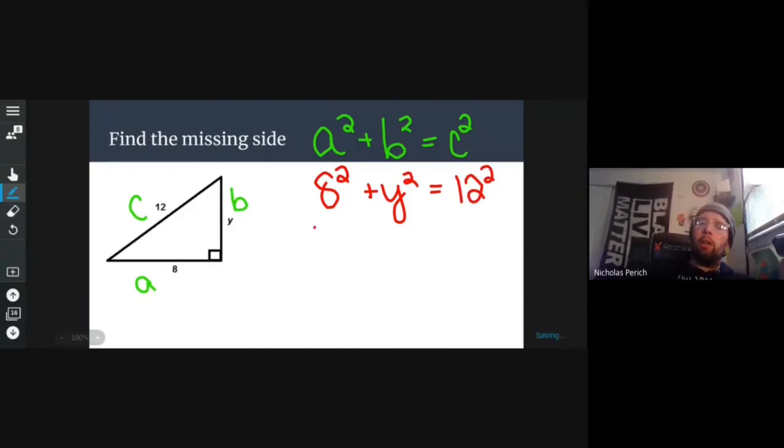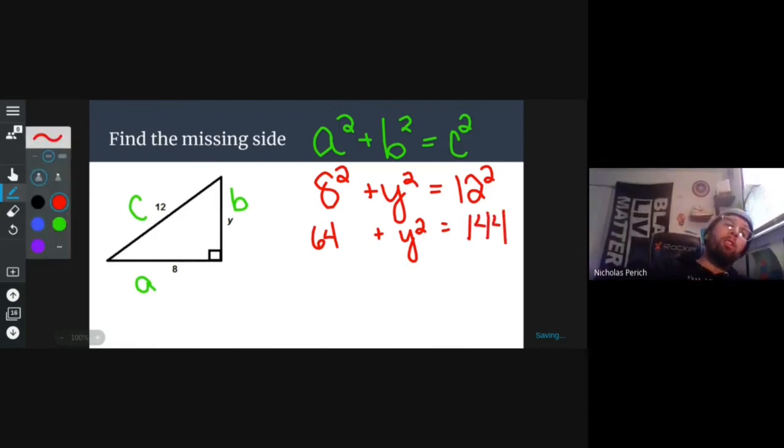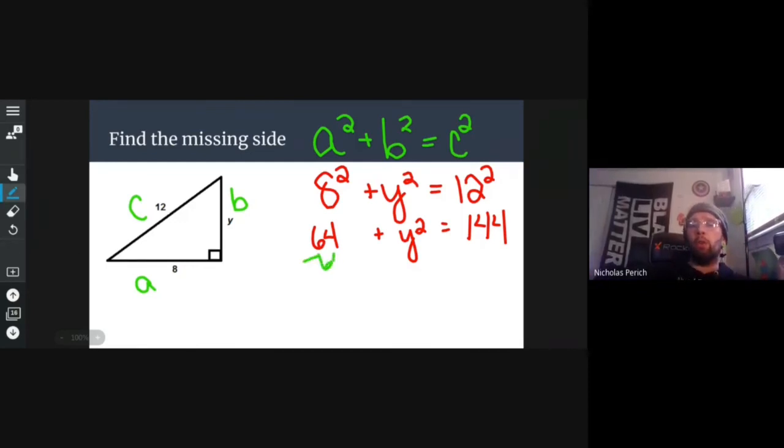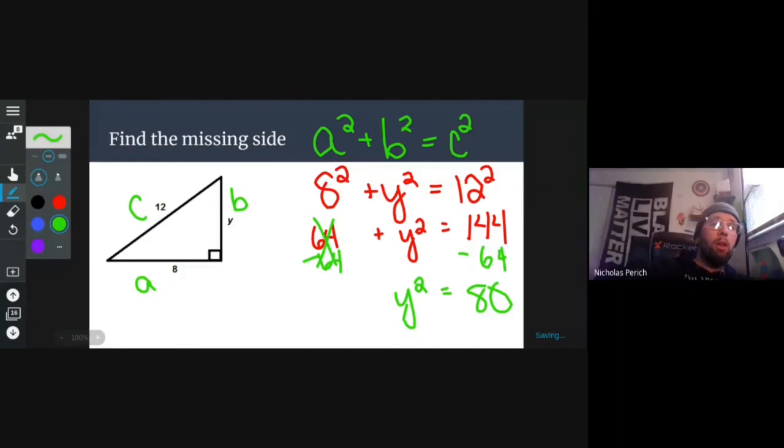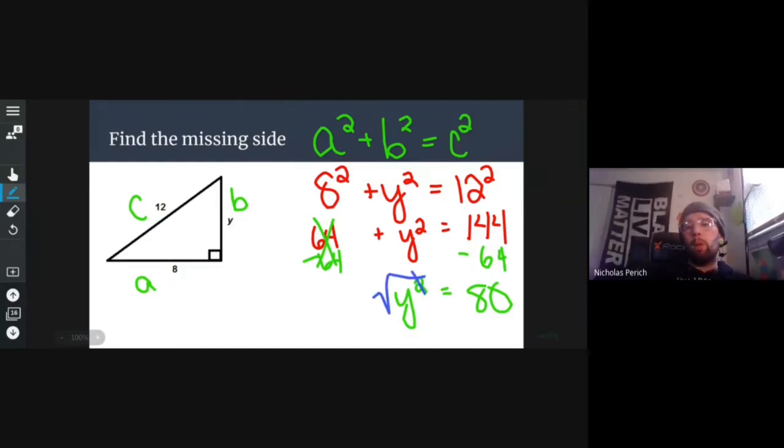8 squared is 64 plus y squared equals 12 squared is 144. Is y all by itself? No. What's in the way? Well, I have a 64 on the left side, and I also have that squared. Get rid of the 64 first. Minus 64, and that's going to end up being 80. y squared equals 80. Is y all by itself? No. Square root it.